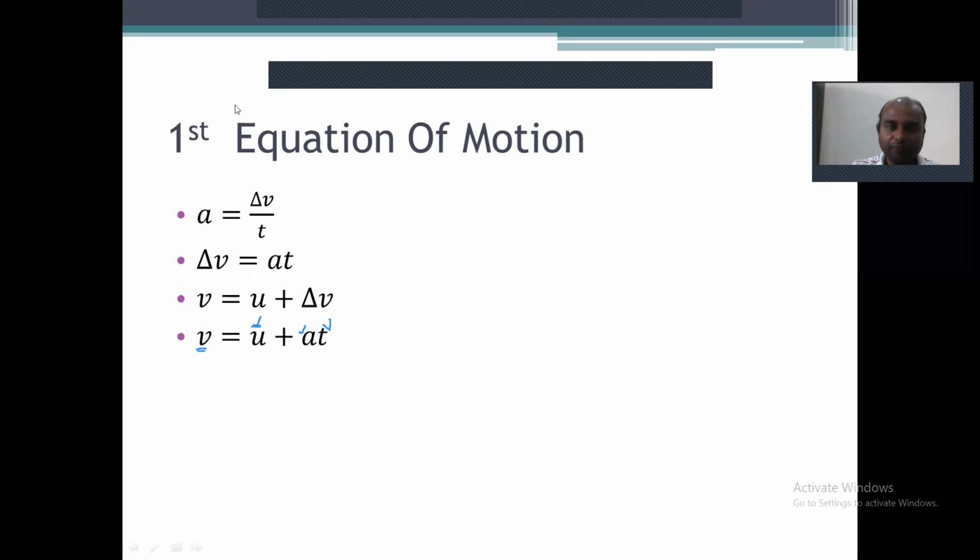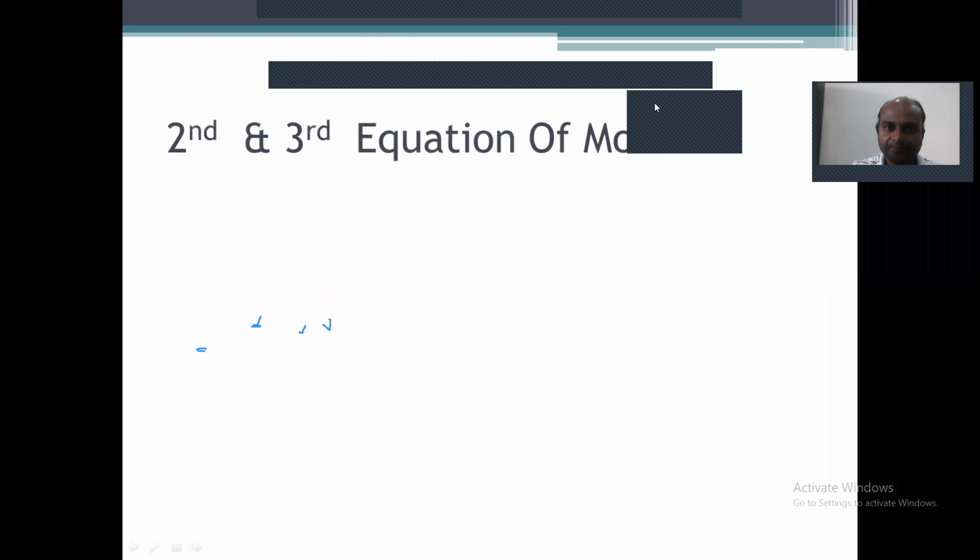Okay, now moving on to the second equation of motion. All right, I have included a third equation of motion here, which you don't usually find in textbooks, but that is also a valid equation of motion, and it will be very useful when you are solving certain questions.